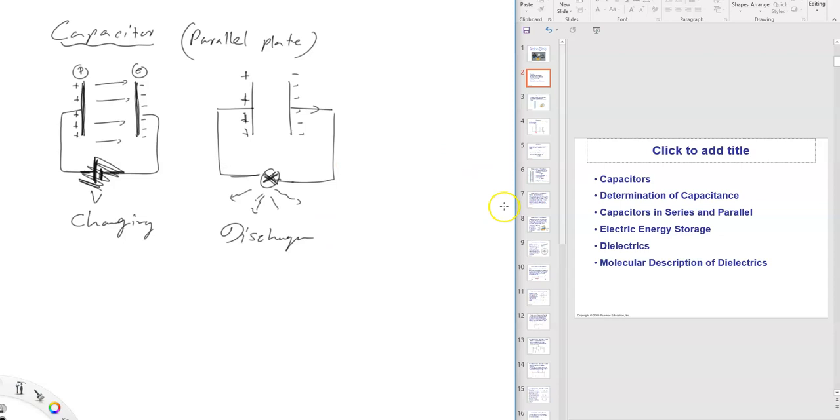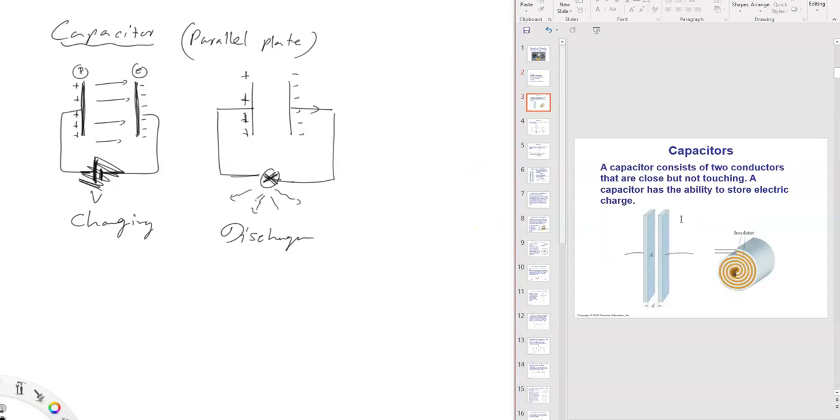Okay, so let's go to the next slide. Now here you see the two plates, the two parallel plates. The plate area is given by letter A, the gap between the plates given by D.